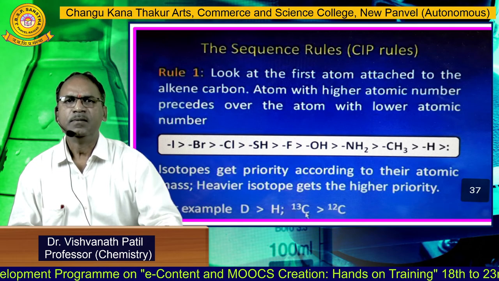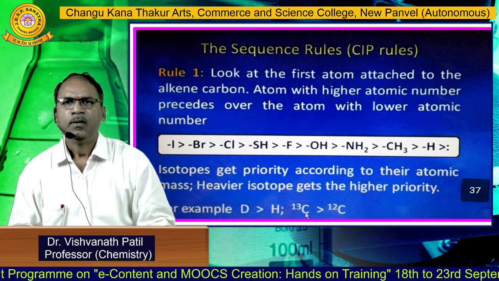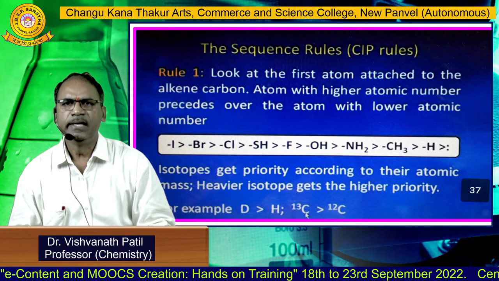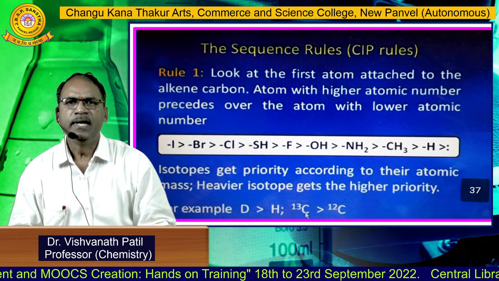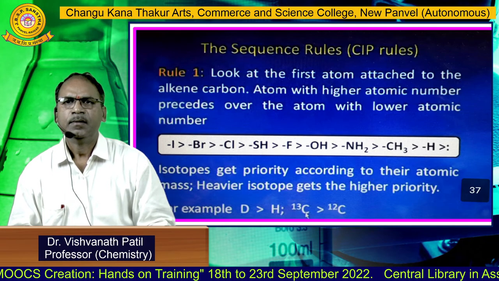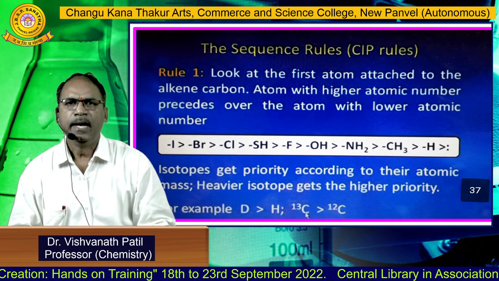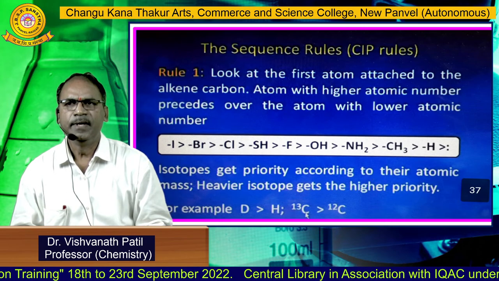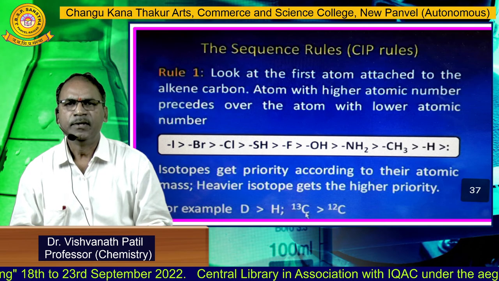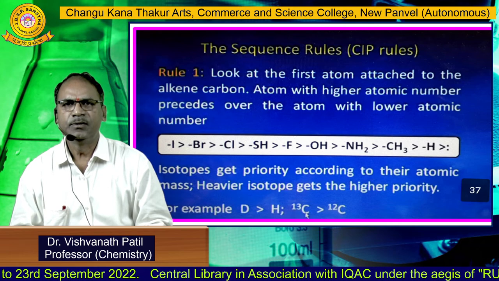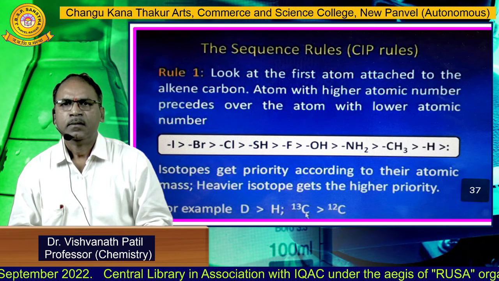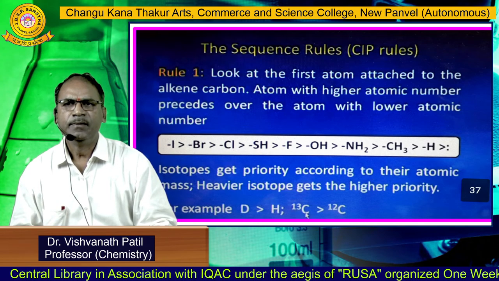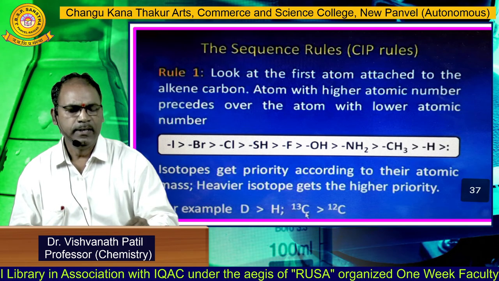The sequence rule means the CIP rules. Rule number one: look at the first atom attached to the alkene carbon. Atoms with higher atomic numbers take precedence over atoms with lower atomic numbers. Atomic number is very important, for the groups directly attached to the central carbon. If isotopes are there, higher priority is given to the one having higher mass.